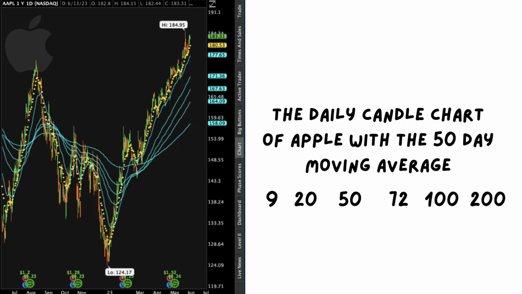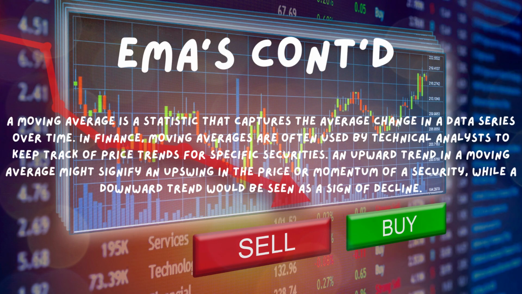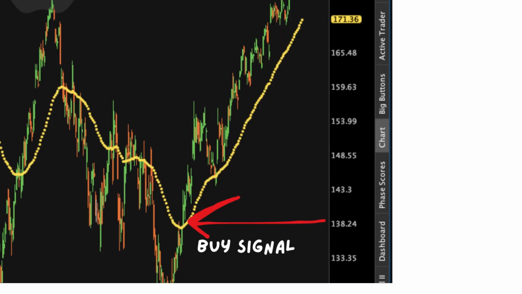EMAs are great because they can be used to help identify and justify various trends and support and resistance levels. They also are used by some traders to generate buy signals as well as sell signals. For example, a trader might buy a stock when the EMA crosses above the 50-day moving average. However, it's important to remember that EMAs are just indicators. They're not perfect, they can't predict the future, so it's important to use them in conjunction with other technical analysis tools and your own judgment.